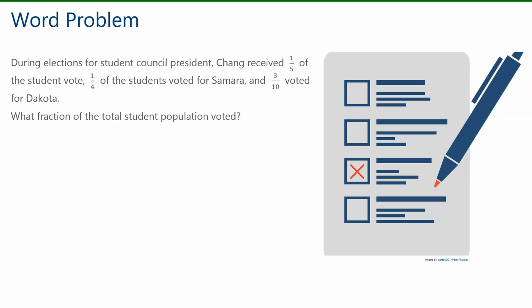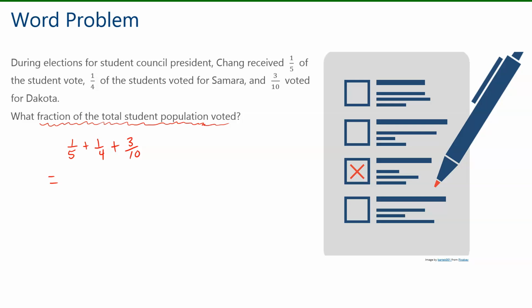And we'll end off here with a little word problem. During elections for student council president, Chang received 1/5 of the student vote, 1/4 of the students voted for Samara, and 3/10 voted for Dakota. We want to know what fraction of the total student population voted. So this would involve a calculation of adding up 1/5, 1/4, and 3/10. And we are going to go the LCD route.